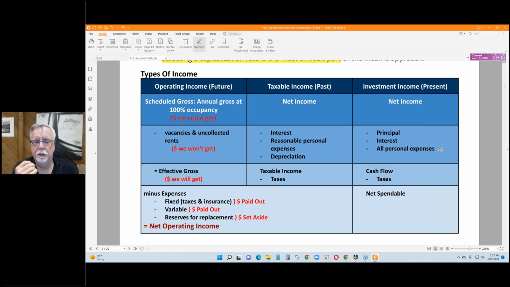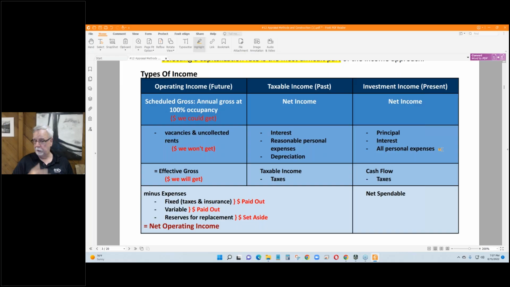So we're going to talk about three sets of books. We're going to talk about the operating income that the appraiser is looking at to divide by the rate in order to determine the value. That's called net operating income. And that looks at the future.